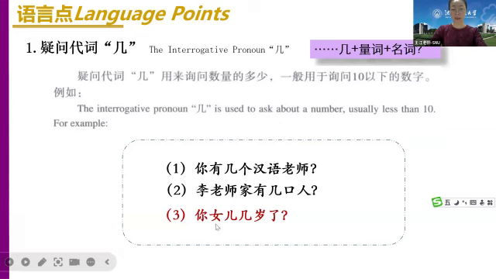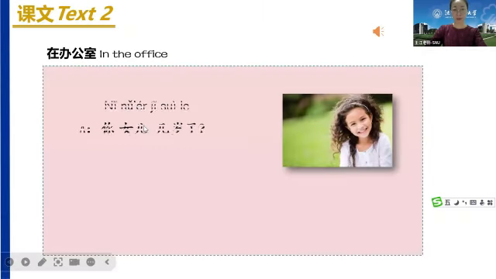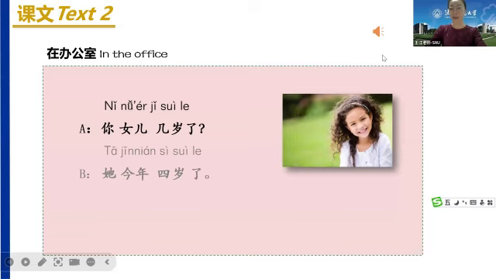Number 3, 你女儿几岁了? When we ask people's age, and the people's age is less than 10 years old, we can use 几岁. How old is your daughter? Okay, that is text 1. Let's go on to review text 2. Please listen to the recording carefully first.